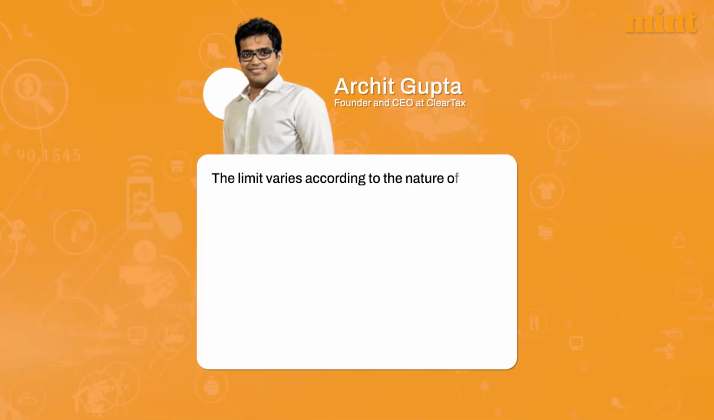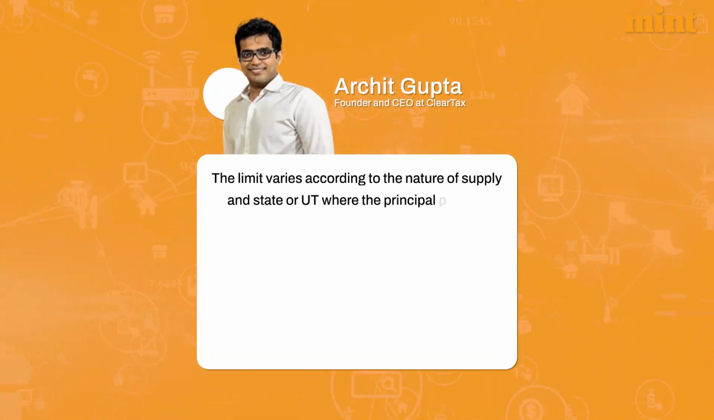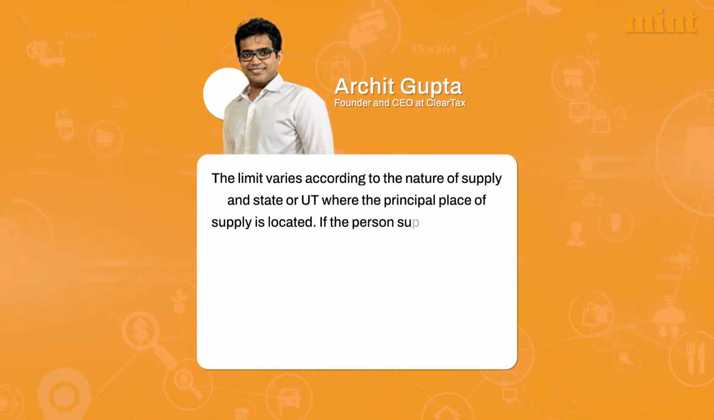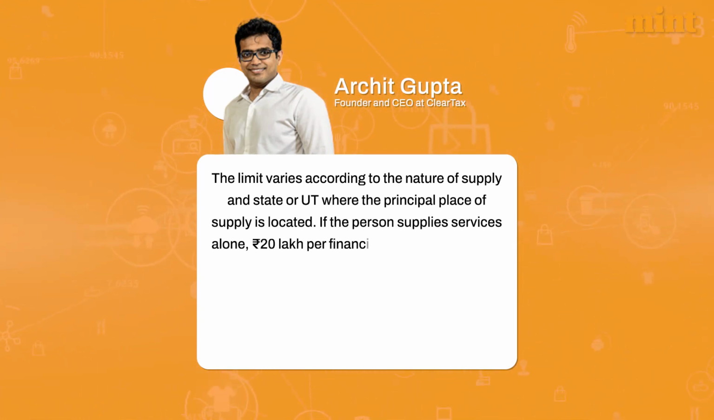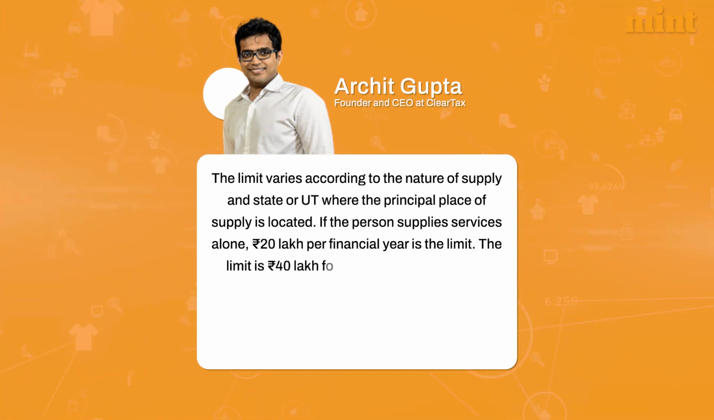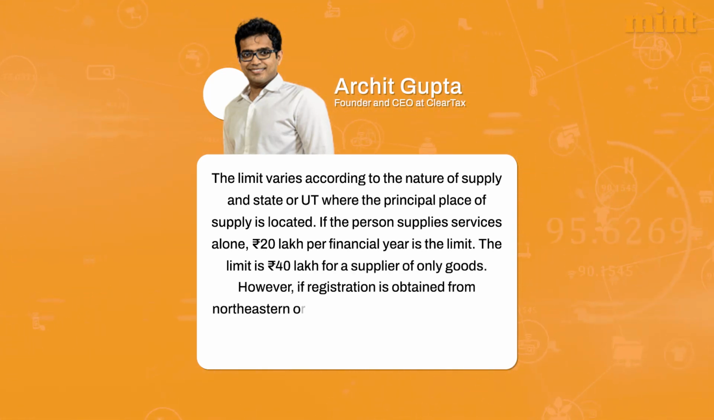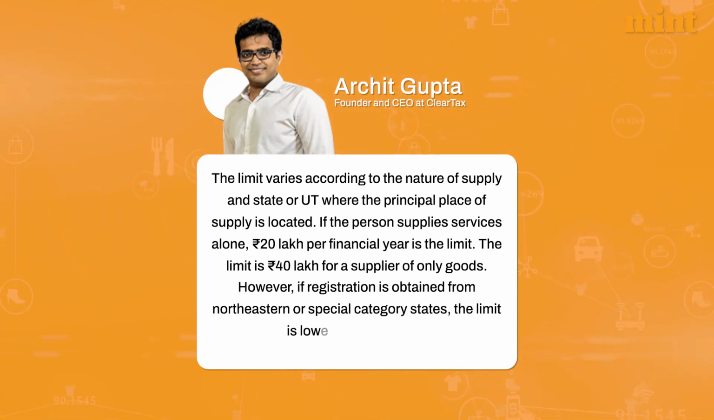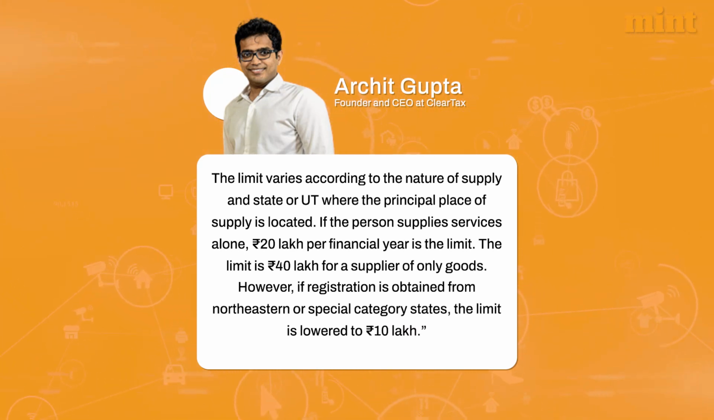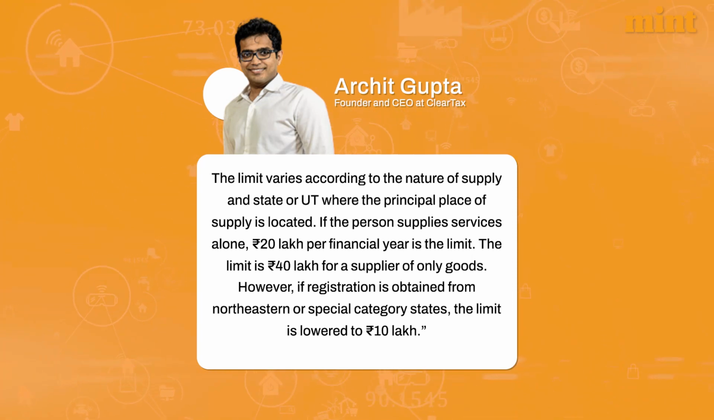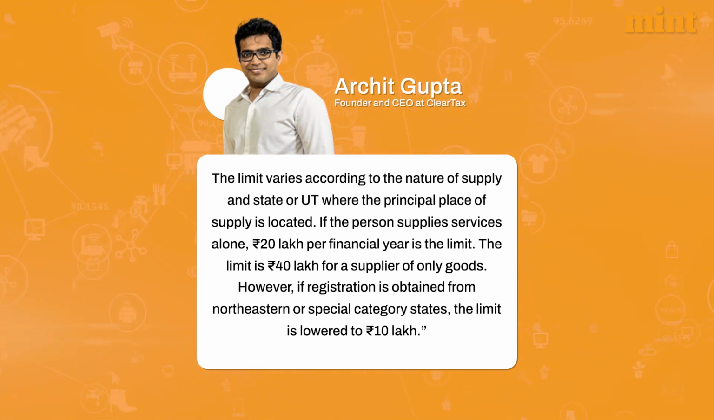The limit varies according to the nature of supply and state or UT where the principal place of supply is located. If the person supplies services alone, 20 lakh rupees per financial year is the limit. The limit is 40 lakh rupees for a supplier of only goods. However, if registration is obtained from northeastern or special category states, the limit is lower, at 10 lakh rupees.